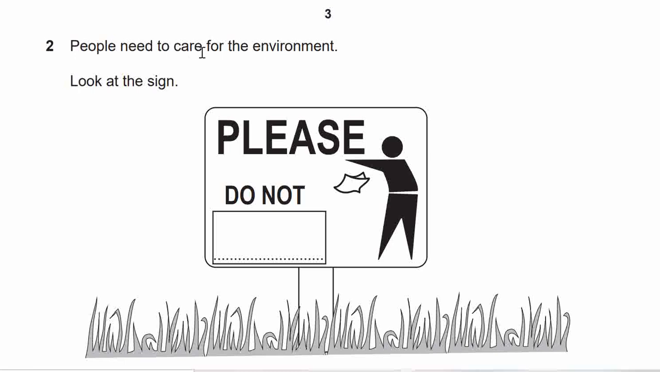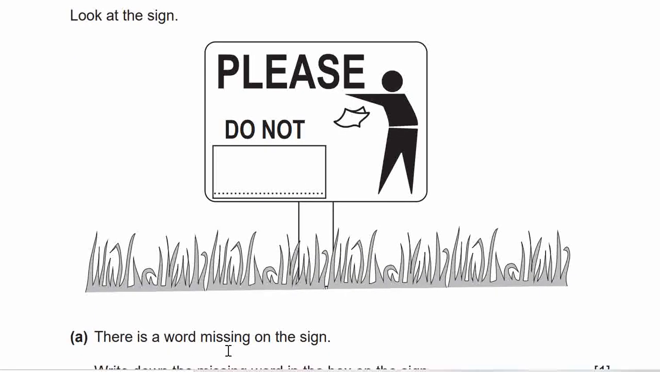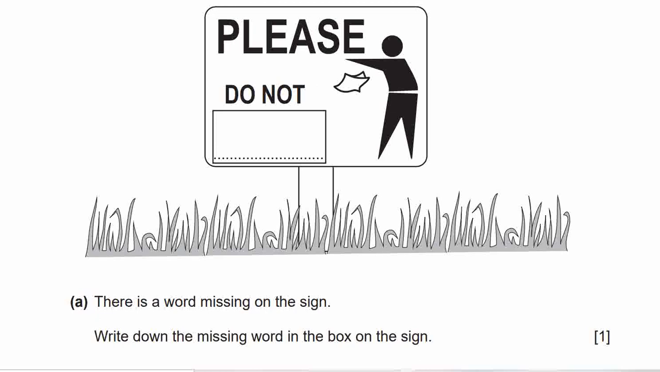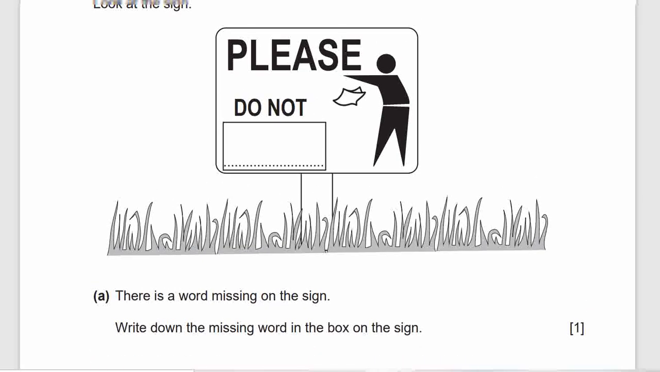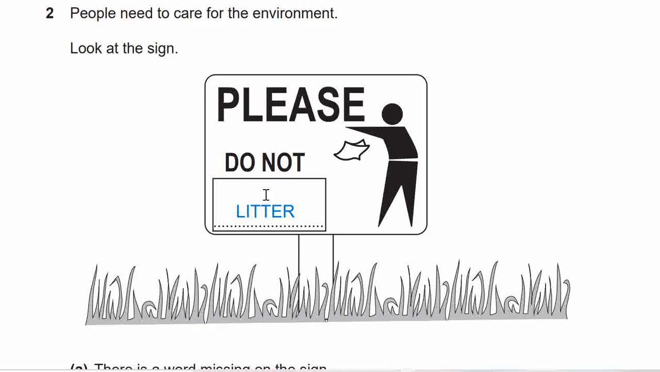People need to care for the environment. Look at the sign. There's a word missing on the sign. Write down the missing word in the box on the sign. So this should be easy. Do not litter. So the answer for this will be do not litter.